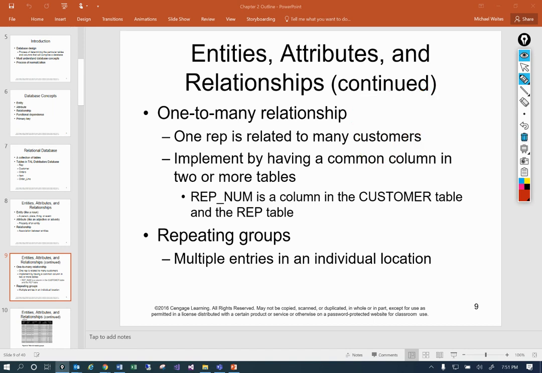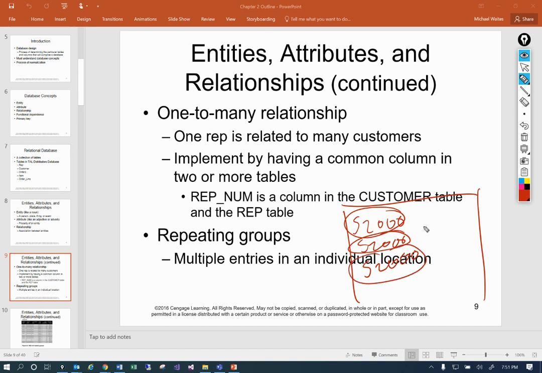When we talk about repeating groups, this is multiple entries in an individual location. Imagine you have one table, like we were just talking about, with all my S2000s. By the way, I've never owned an S2000, but I know it's a popular vehicle among those who like sports cars, so I talk about them. This is a repeating group because each time I'm talking about an S2000, it's a group of data. So it's repeating.